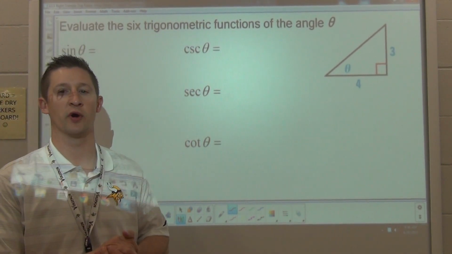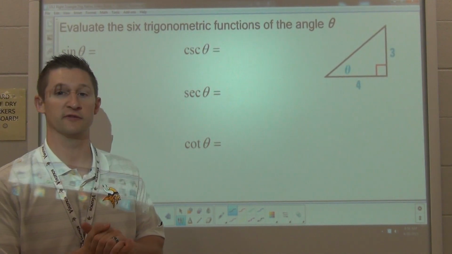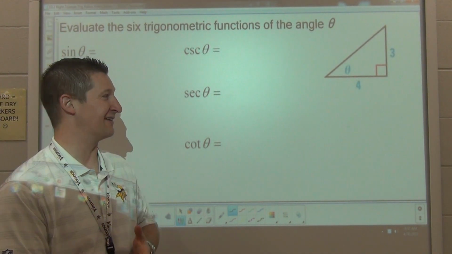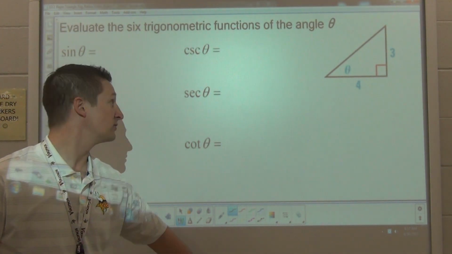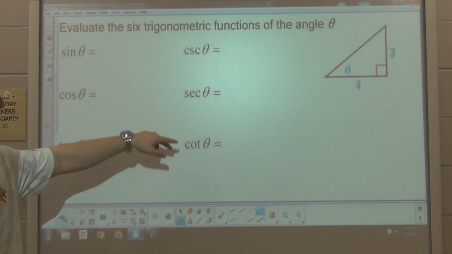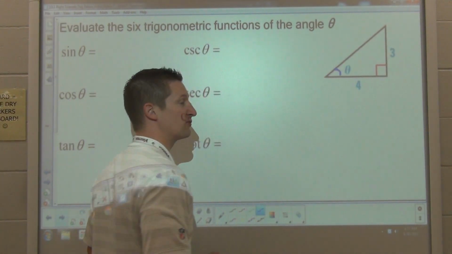In this video, we're going to use the definitions of the 6 basic trig functions to evaluate the 6 trig functions for an angle in a given right triangle. So, here we go. I'm asked to identify the sine of theta, cosine theta, tangent, cosecant, secant, cotangent of theta, theta being this angle right here in this right triangle.